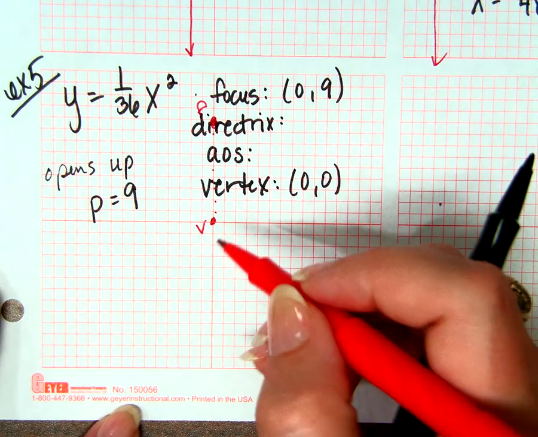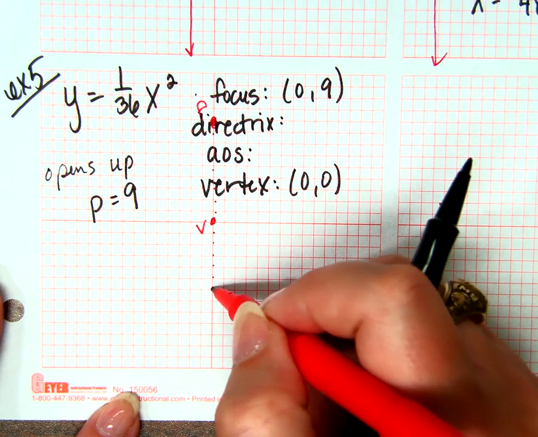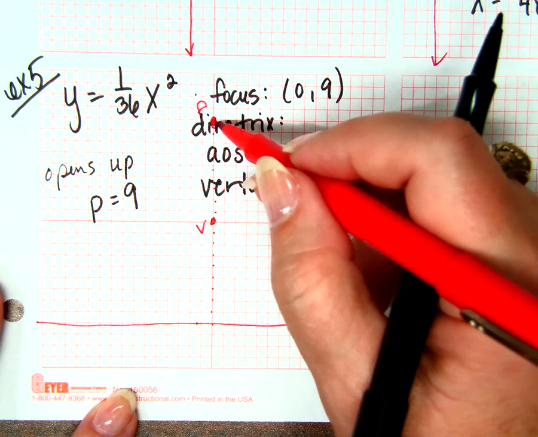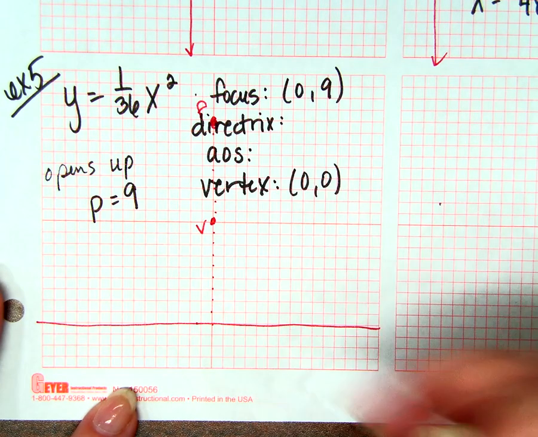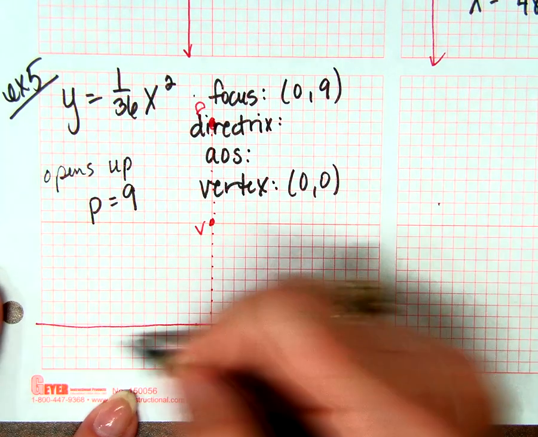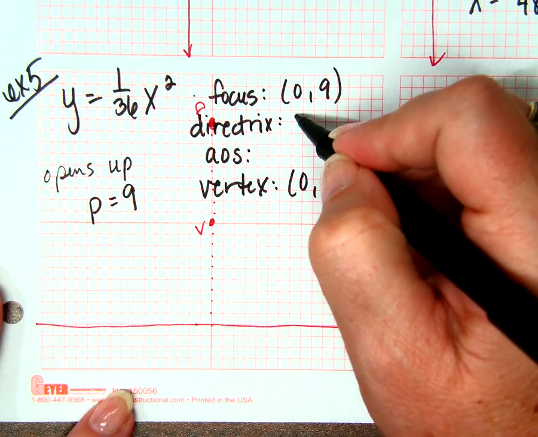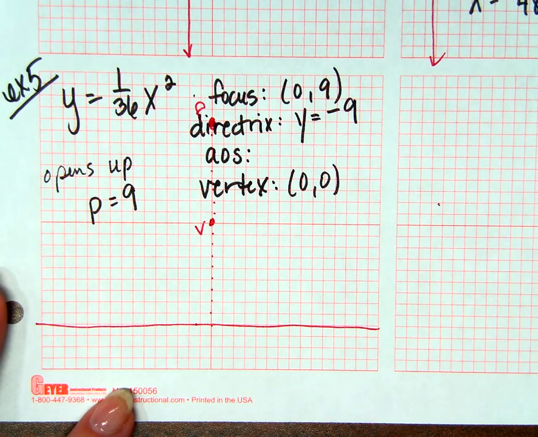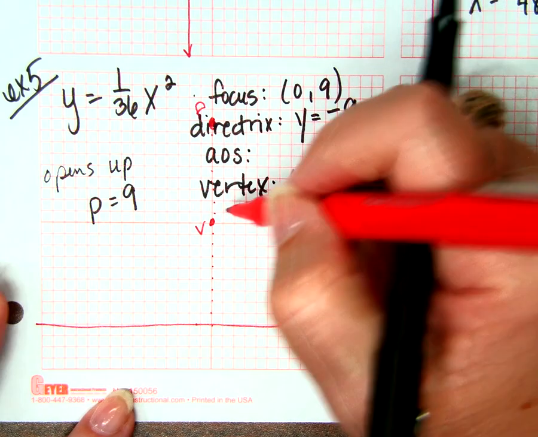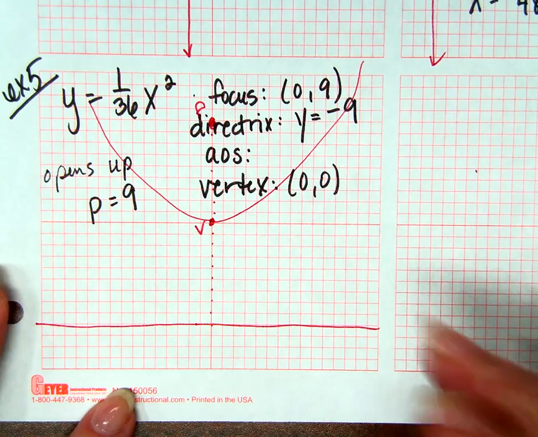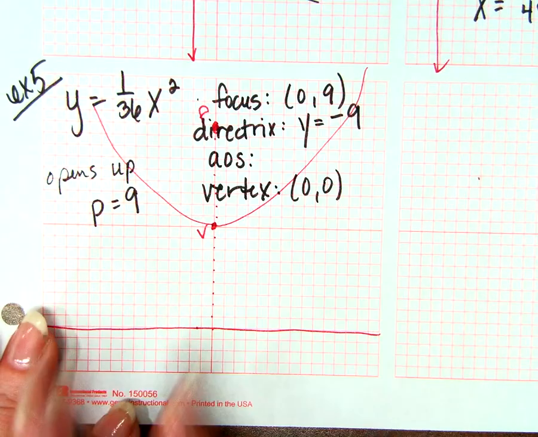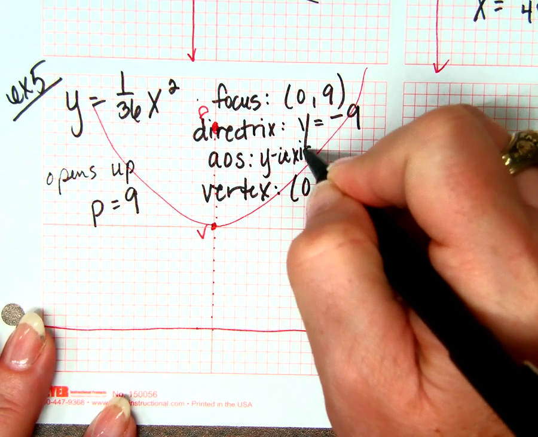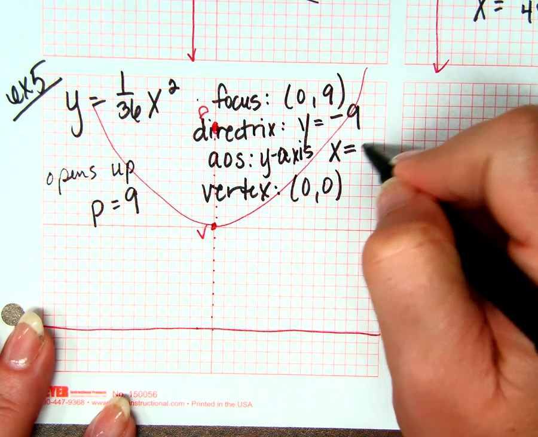Is that fair? Okay. 2, 3, 4, 5, 6, 7, 8, 9. So if the focus is up 9, the directrix is down 9 from the vertex, right? So what's the equation of that line right there? Y equals negative 9. And where's the axis of symmetry? It's the y-axis, isn't it? And what's the equation of the y-axis? X equals 0.